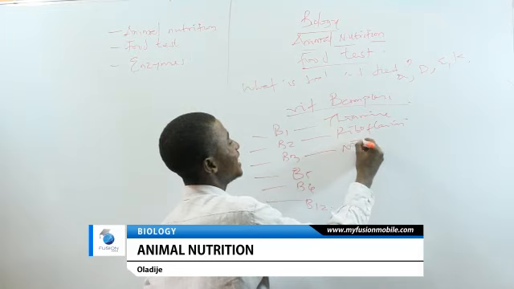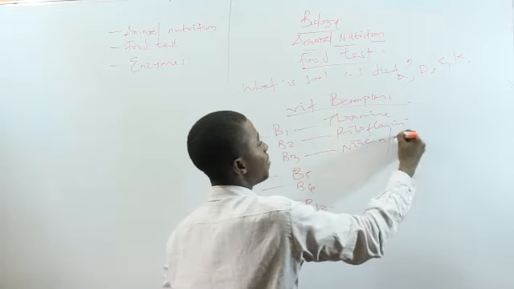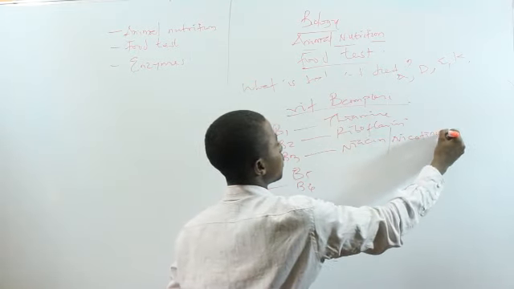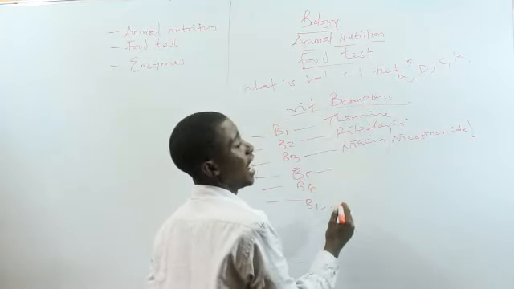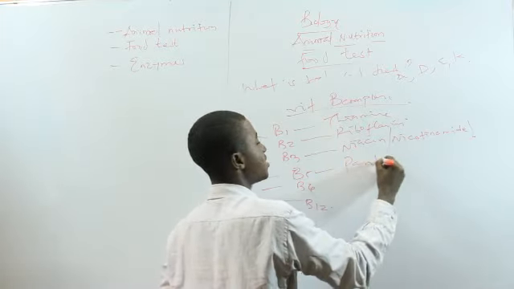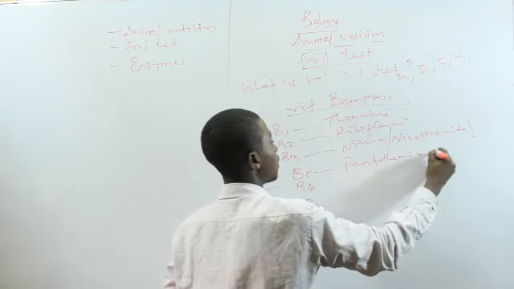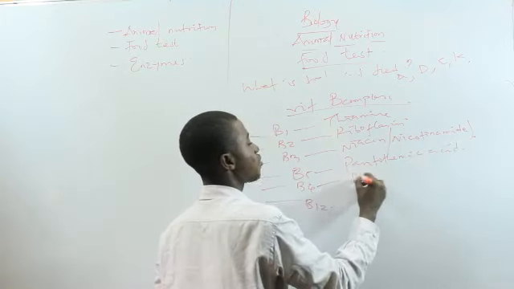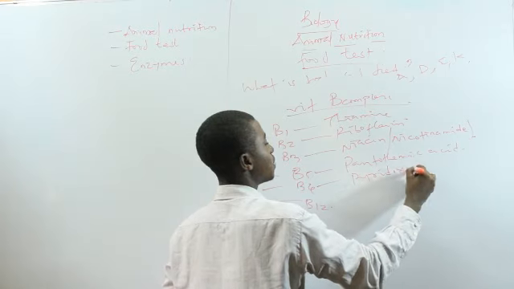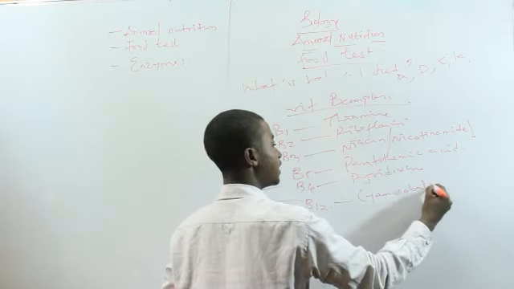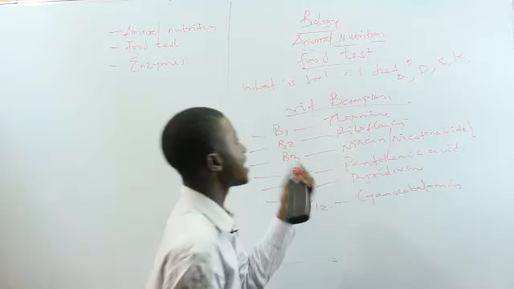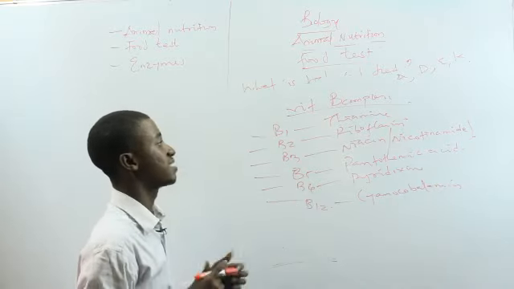Vitamin B3 is called niacin or nicotinamide. Vitamin B5 is called pantothenic acid. Vitamin B6 is called pyridoxine, while vitamin B12 is called cyanocobalamin. Okay, so these are the vitamin B complexes that we have.